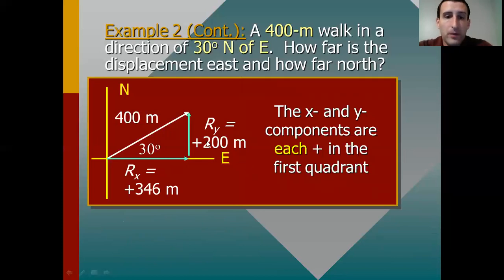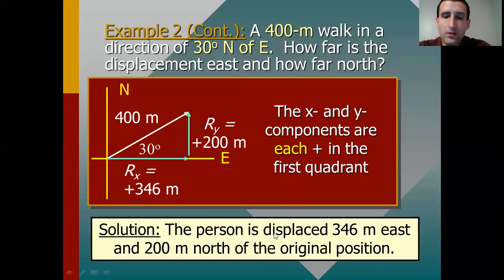All right, both of them are positive, so we are in the first quadrant, right? That first area in the upper right where we would be if we were measuring from the east around toward the north. We'd be in the first 90 degrees. And so 30 degrees is our angle. So the person has been displaced 346 meters east and 200 north of the original position.